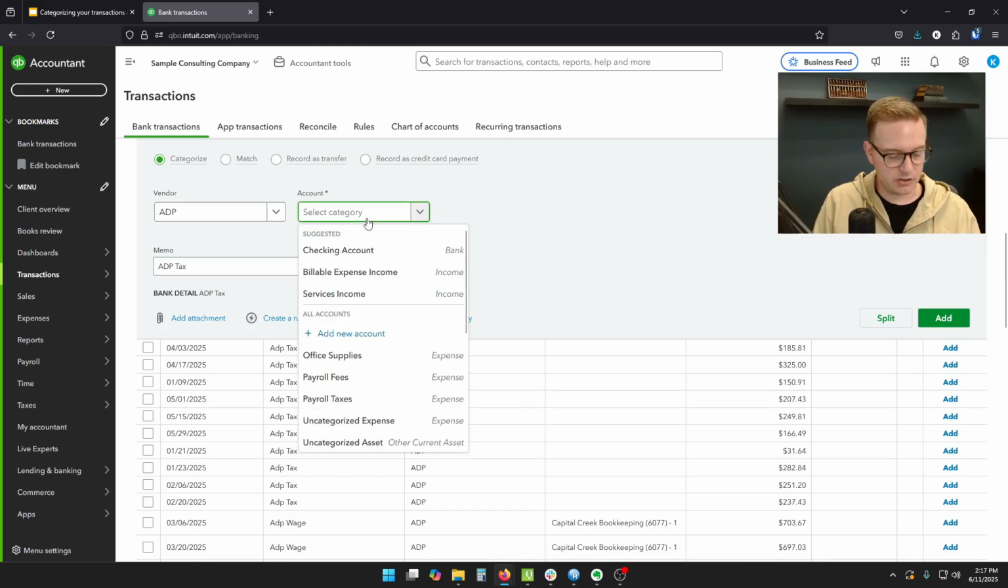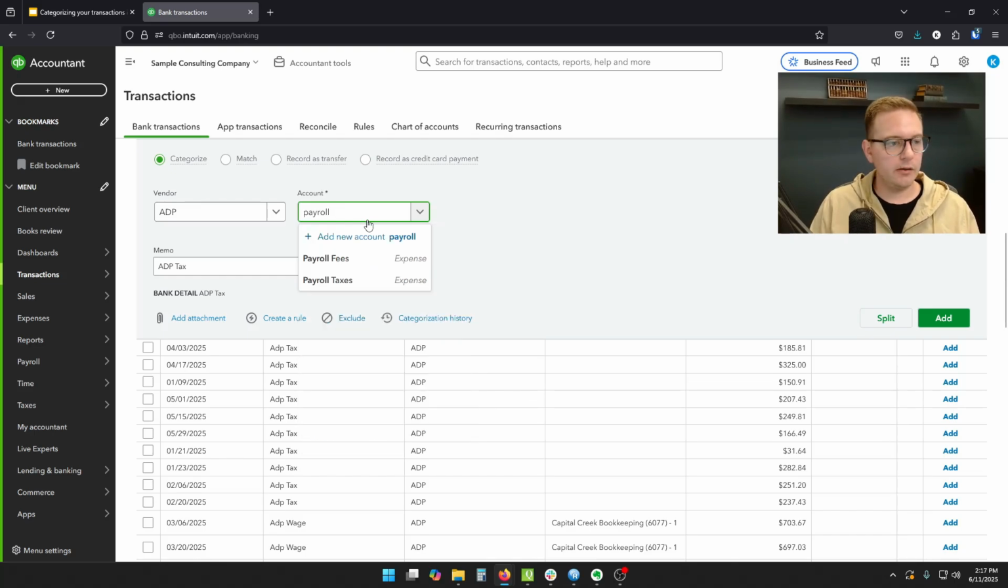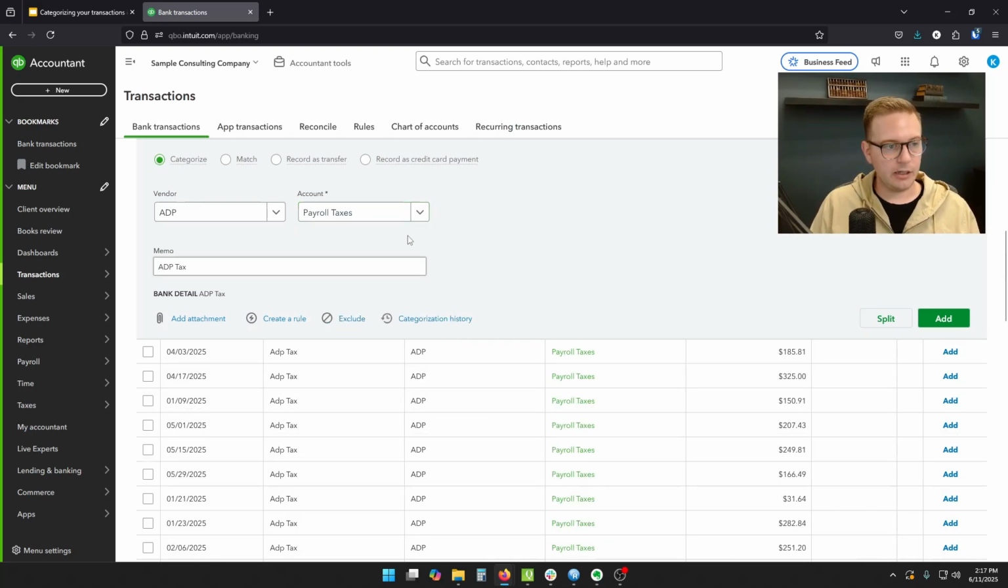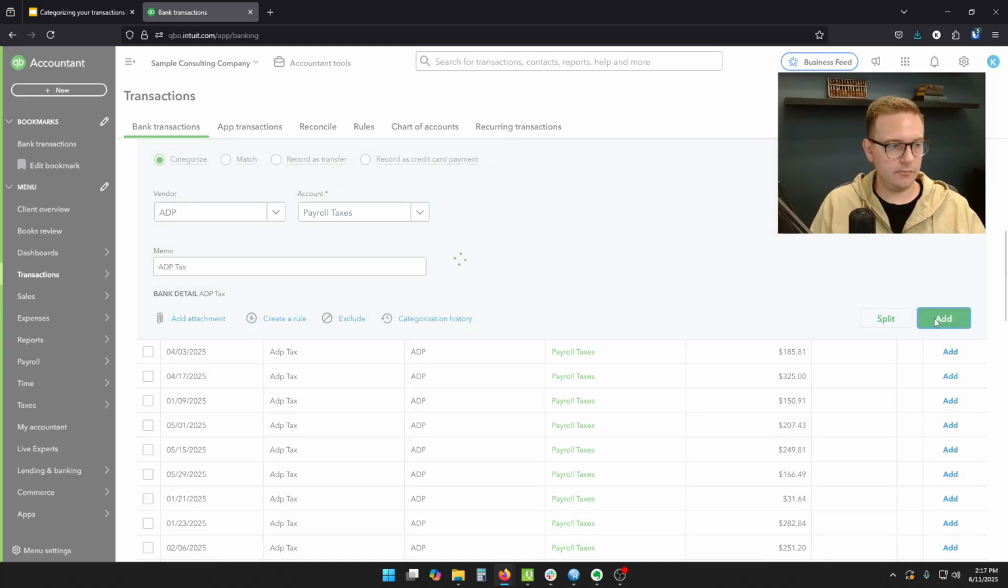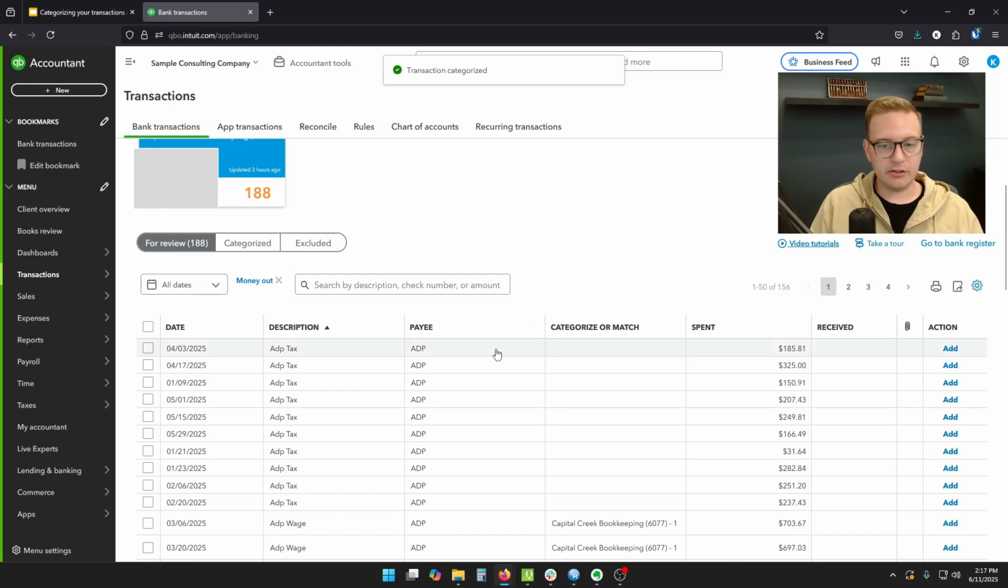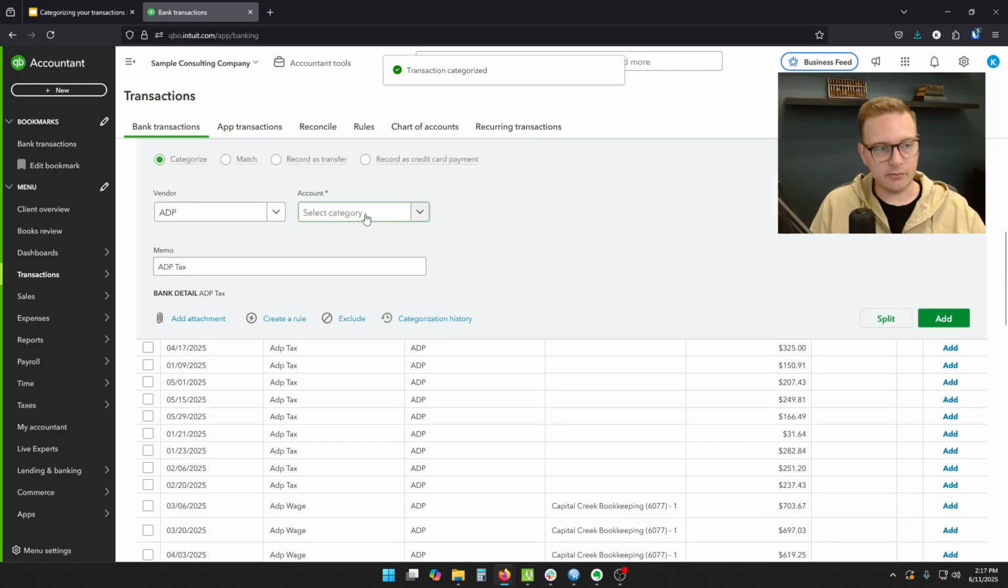But anyway, this is the same transaction, right? Or same type of transaction. So payroll taxes, I'm going to add that in. There you go. And I'm just going to do that again and again. Maybe I copy paste the word payroll taxes and select it and all that.